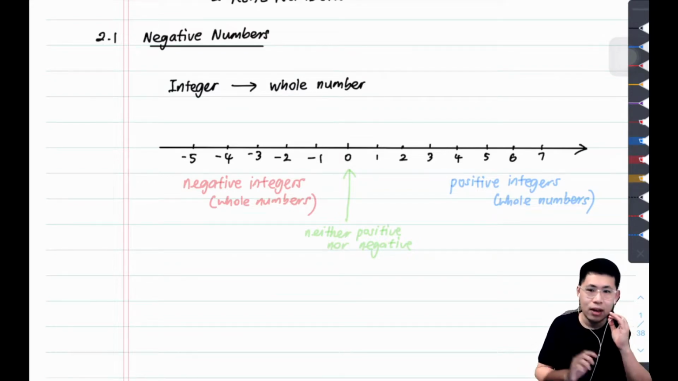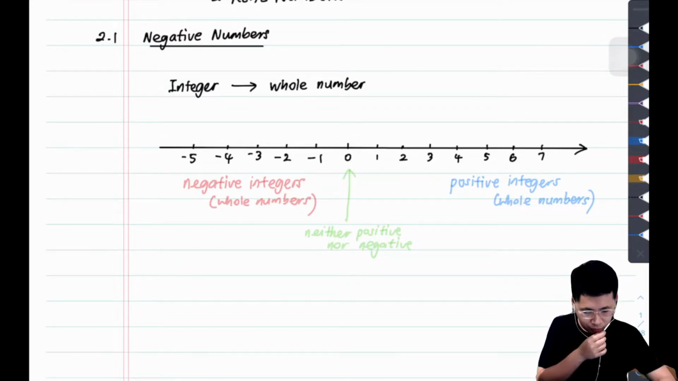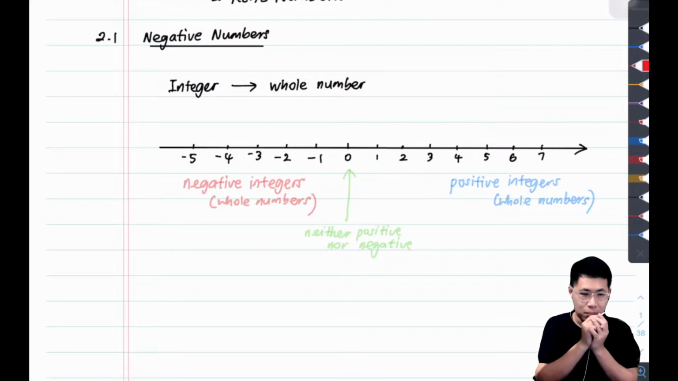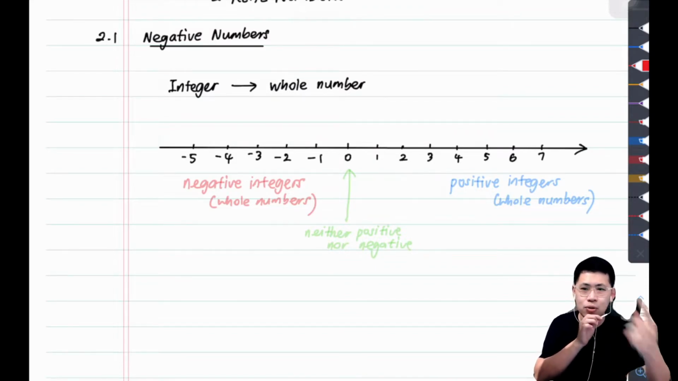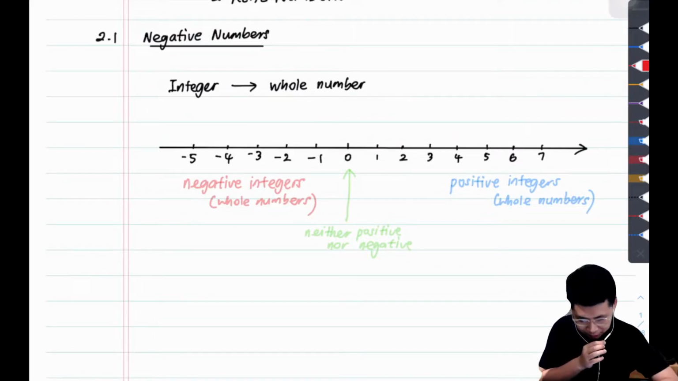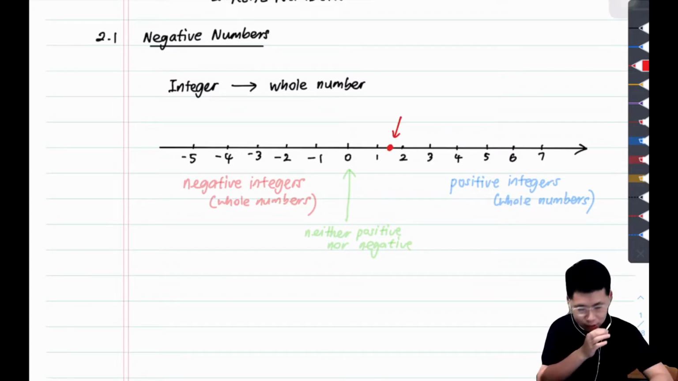Next, I will throw you some numbers, and we'll try to figure out the position of these numbers. Let me show you 1.5. So roughly where is 1.5? It is halfway between 1 and 2. Am I right? So we can indicate the location using a dot over here, and then we put an arrow. So this is my 1.5.